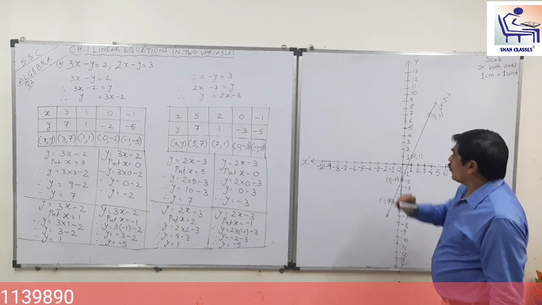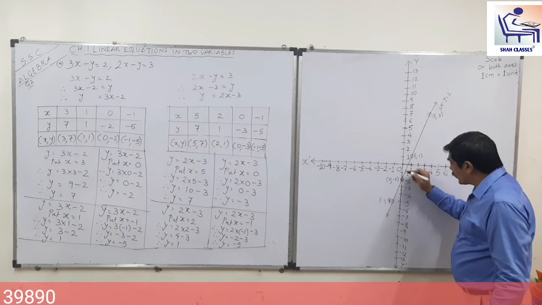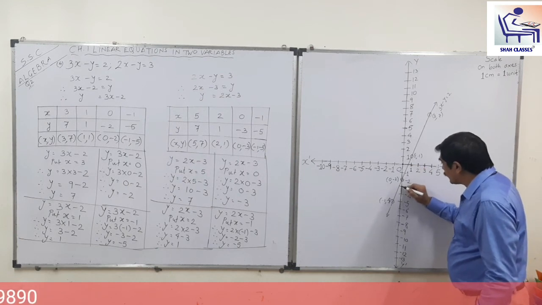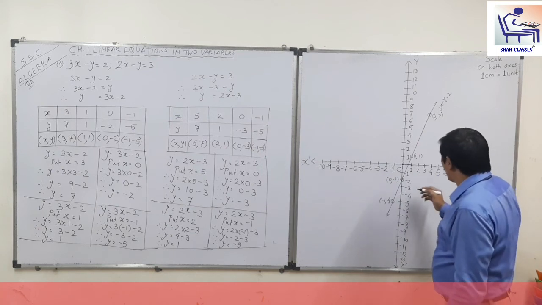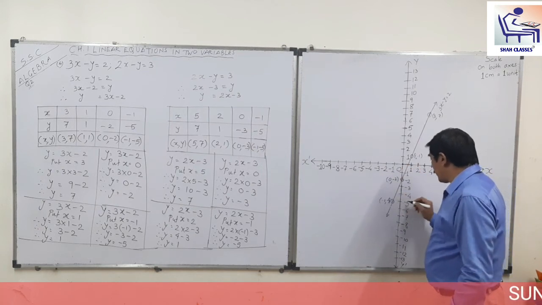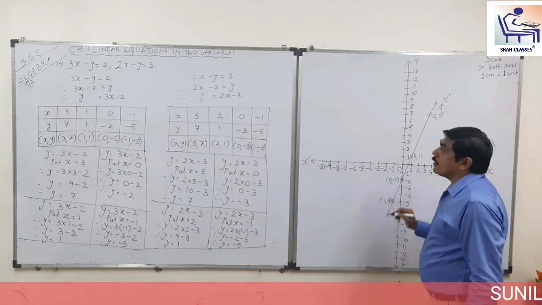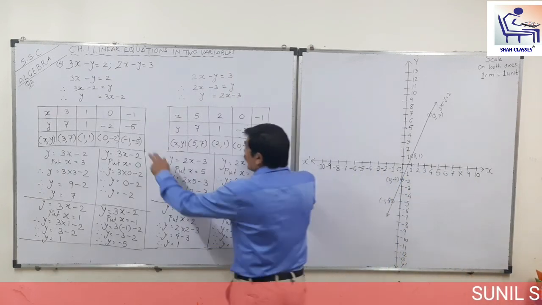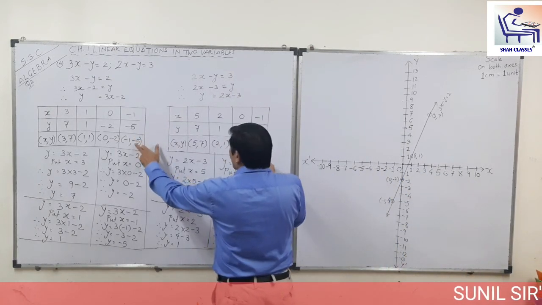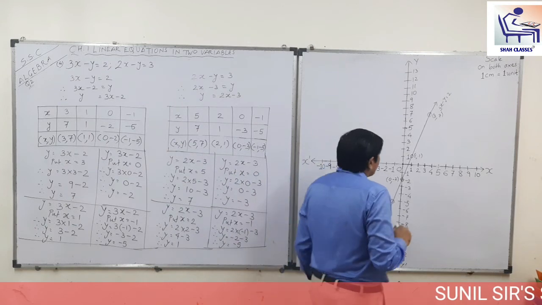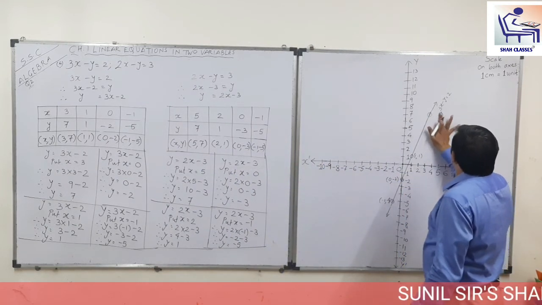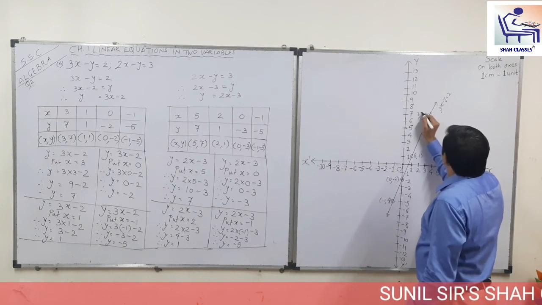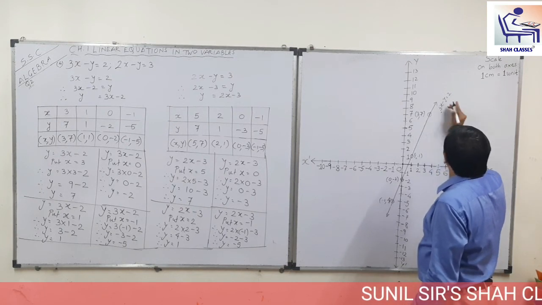Now 0 minus 3. So 0 minus 3. This is your third point. And your fourth point is minus 1 minus 5. This is your fourth point. Both these coordinates are same. Minus 1 minus 5. Here we have to join all these 4 points. I'm just moving here this 3, 7, so we will get the clear line.